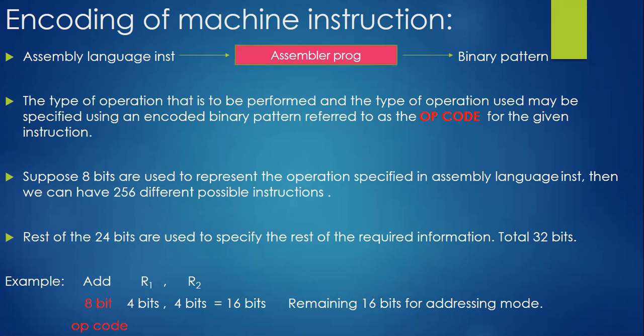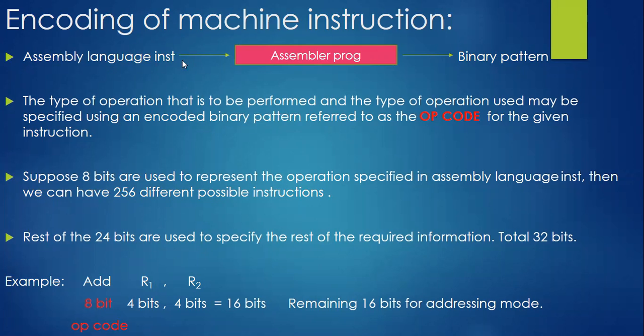But for the time being, we'll see in what manner an instruction will be converted into a binary pattern, just to get a glance or basic information on how it is done. So just observe. Here we have an assembly language instruction. Consider ADD R1, R2. We need to perform an addition operation between register number 1 and register number 2.